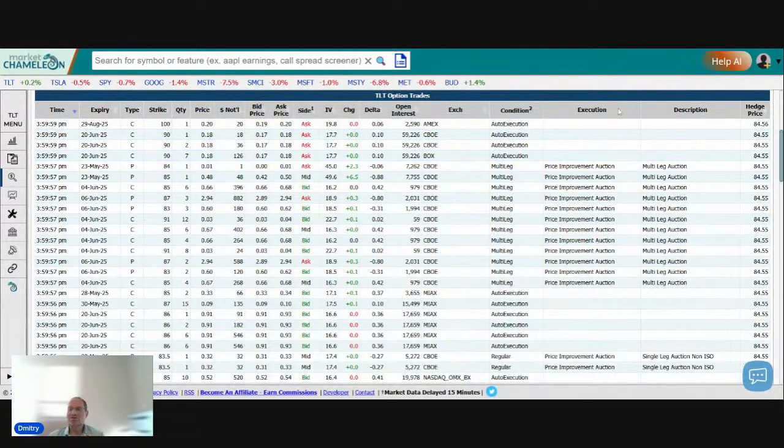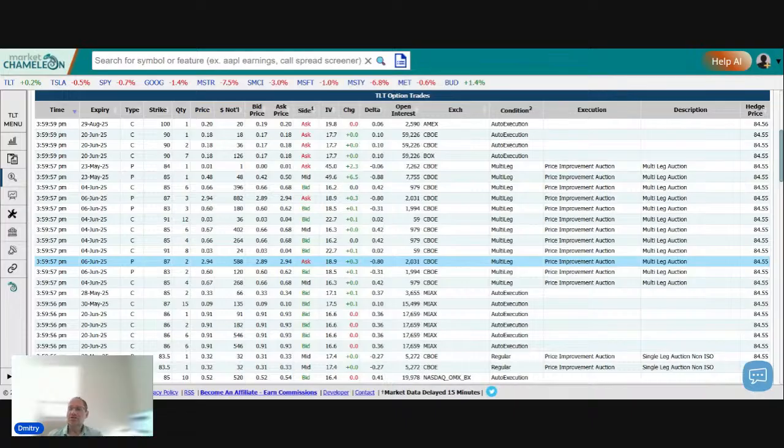You have the type of execution. It could be a price improvement auction like over here. So where it enters into an exchange, and instead of getting executed right away, for example, it will go into its auction mechanism to try to get a price improvement from the specialist or market maker before it either gets executed on a bid and offer, it gets sent away, or it just gets posted.